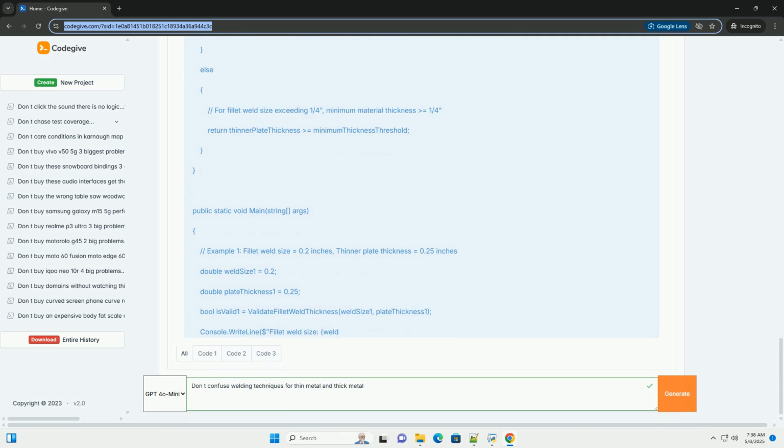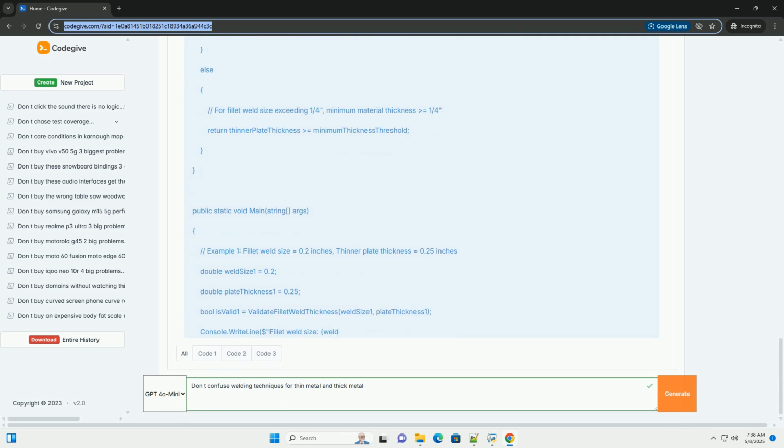1/16 inch, 1.6 mm: GTAW, laser, resistance. GTAW provides maximum control. Laser requires specialized equipment. Resistance is for overlapping sheets. 1/16 to 1/8 inch, 1.6 mm to 3.2 mm: GTAW, GMAW pulse. GTAW still excellent, pulse GMAW can increase speed while maintaining control.